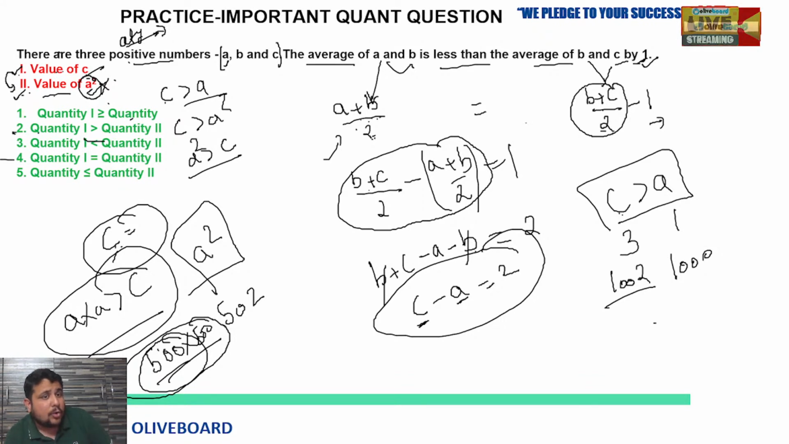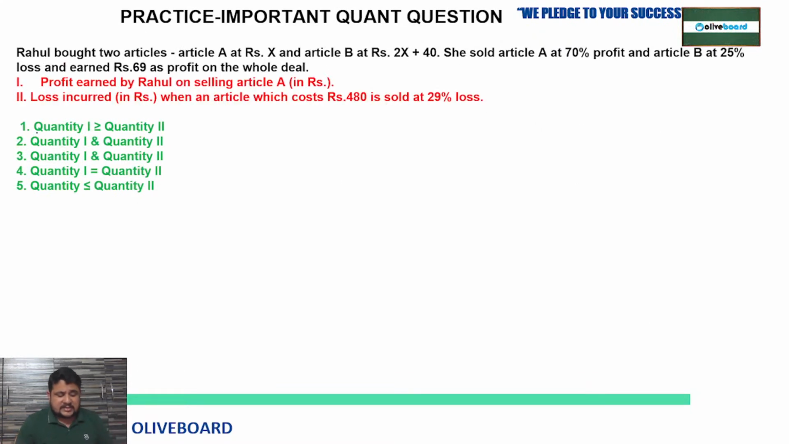So the value of a square is greater than c. So the second quantity is greater than the first quantity. Okay, so the third option is going to be your answer in this case. Very good. Now is this clear? Now let's move on to the next one.